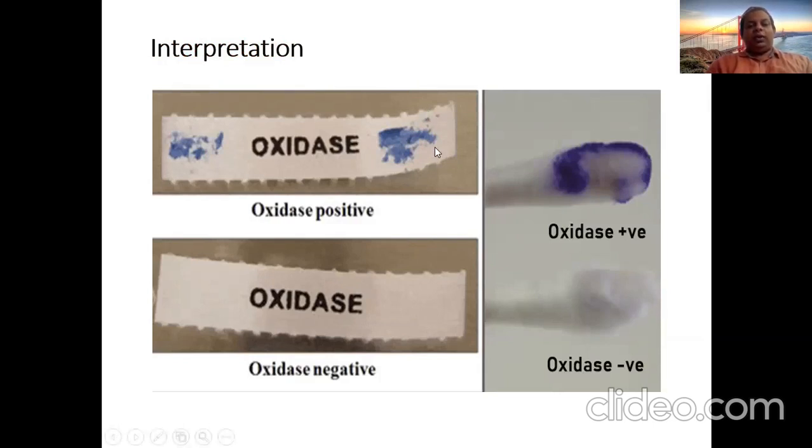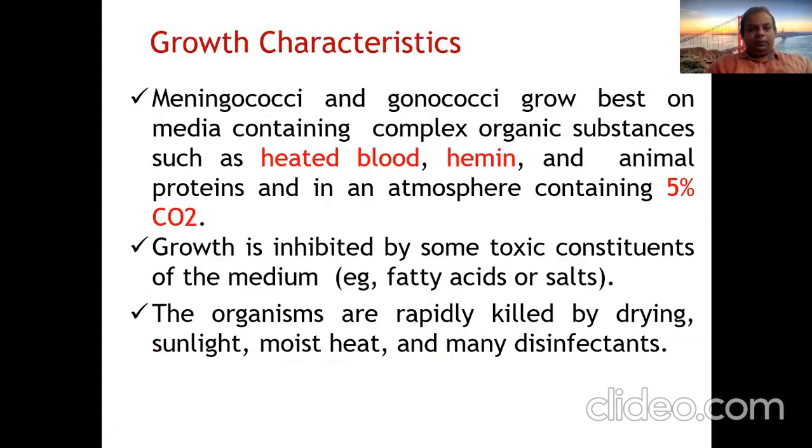The other important thing is oxidase negative, that means no color change. Always we have to compare with a positive control and a negative control. The positive control is Pseudomonas aeruginosa. The negative control is Enterobacteriaceae, coliform. You will get familiar with these things.